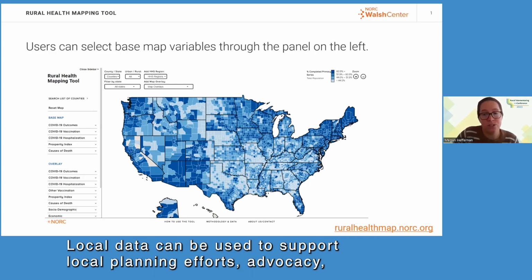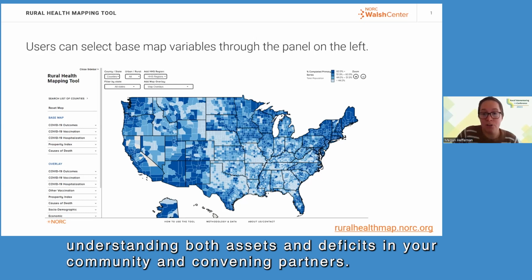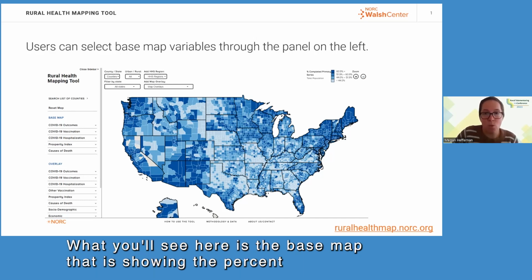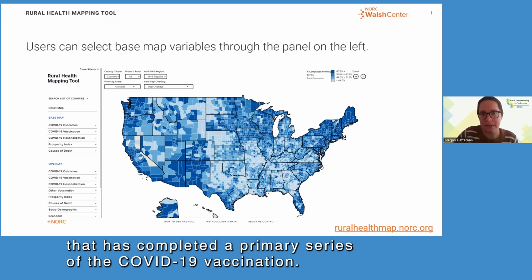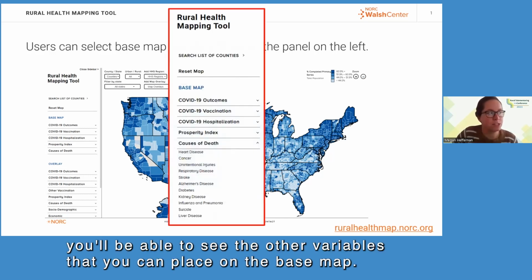Local data can be used to support local planning efforts, advocacy, proposal development, allocation of resources, understanding both assets and deficits in your community, and convening partners. So I'm going to show a few of the features on this main base map of the slide. What you'll see here is the base map that is showing the percent that has completed a primary series of the COVID-19 vaccination. If you go to the left-hand panel, you'll be able to see the other variables that you can place on the base map.